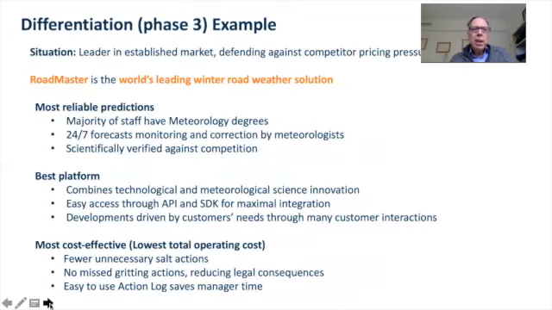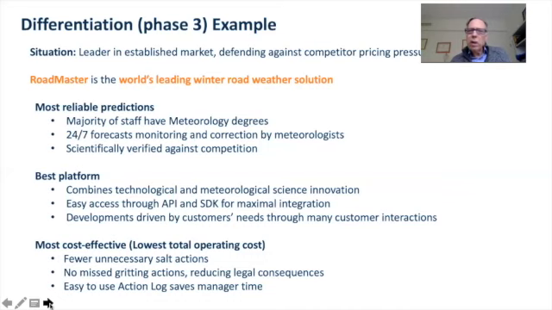Now, finally, in phase 3, differentiation, this is the kind of message matrix you create if you are a leader in an already established market. And that was the situation for this company, Roadmaster. We declared, and it was true, that it was the world's leading winter road weather data solution. Now, in a differentiation message matrix, you make a differentiated claim like that, and then you just drive it home.